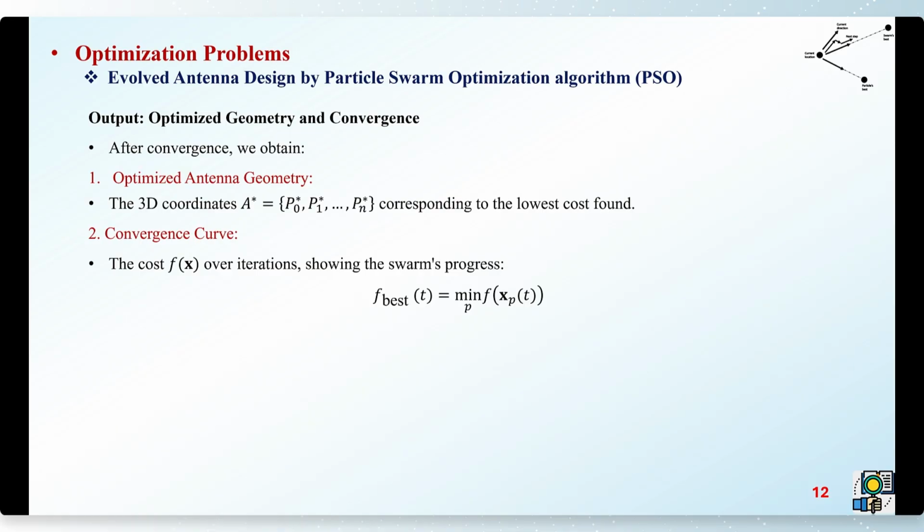Now the output would be a simple result. After convergence, we obtain the optimized antenna geometry, the 3D coordinates of A corresponding to the lowest cost found, and the convergence curve, which is the cost f(x) over iterations showing the swarm's progress.